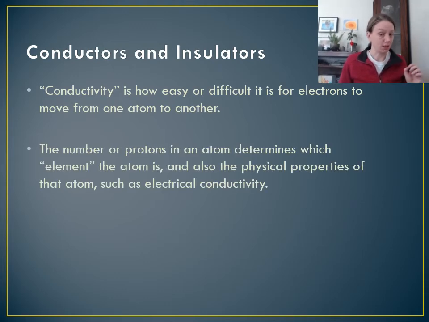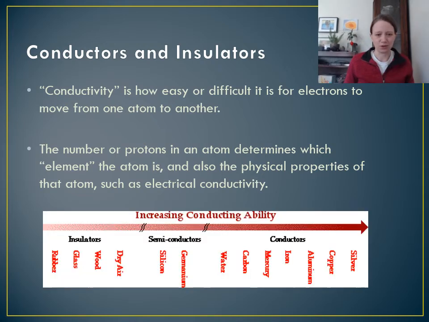The number of protons in the atom determines what element it is, and also determines how conductive it is. So it's interesting that the number of protons determines how easy it is for the electrons to move in or out. And that may kind of make sense to you if you think about the fact that the protons are positive, the electrons are negative, so they're attracting each other. So how many protons we have determines how hard we hold on to our electrons.